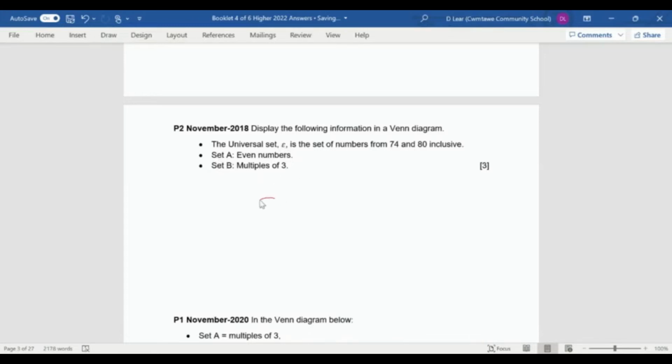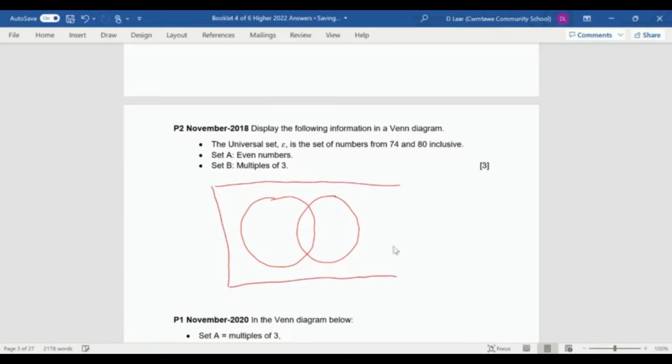Set A is the first circle. This isn't going to be the best drawing. Set B is the second circle. You can do a better job than this. Right? Remember to put a rectangle around and an E there. So that's the setup of a Venn diagram.